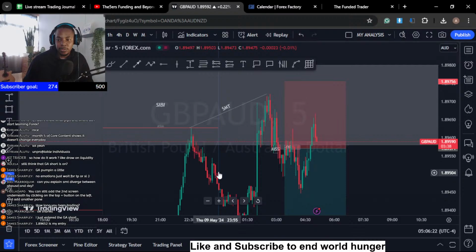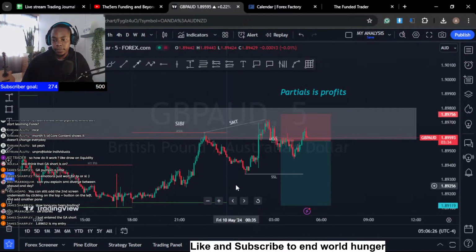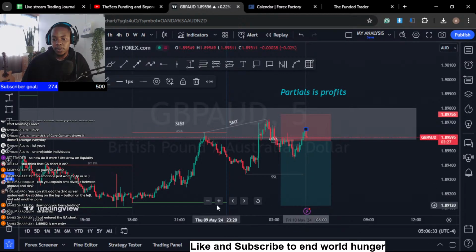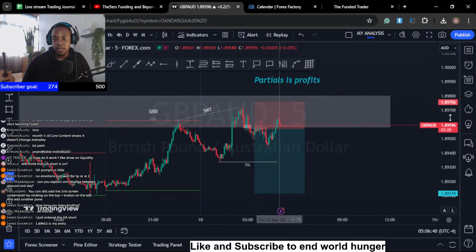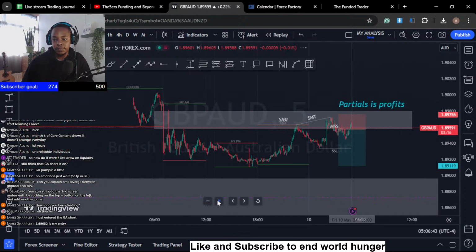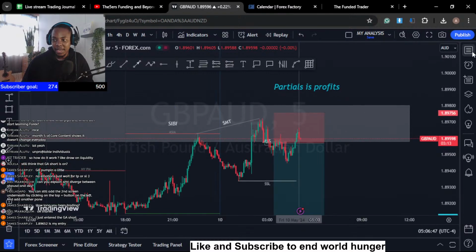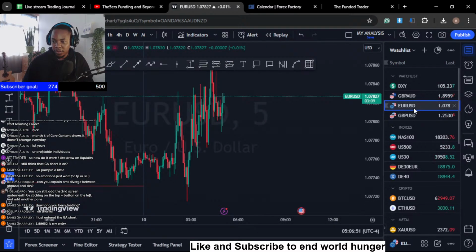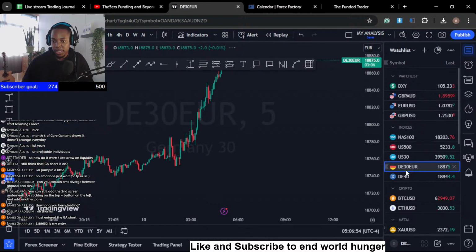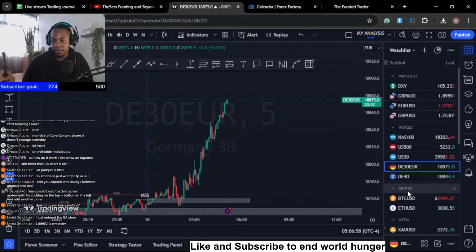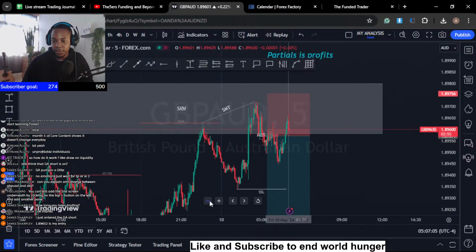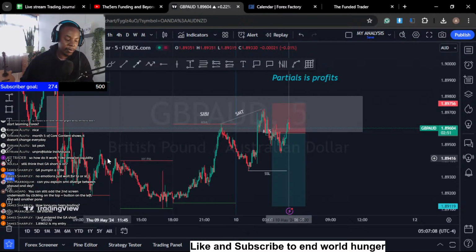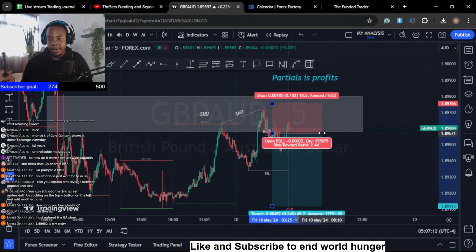Also, we are outside of the kill zone. We are literally outside of the London kill zone, which ended 6 minutes ago. So I won't be taking any trades from now on until New York time. Only this one currently holding, just going to hold it until SL or TP, whatever the price decides. This is the only trade that I will have.